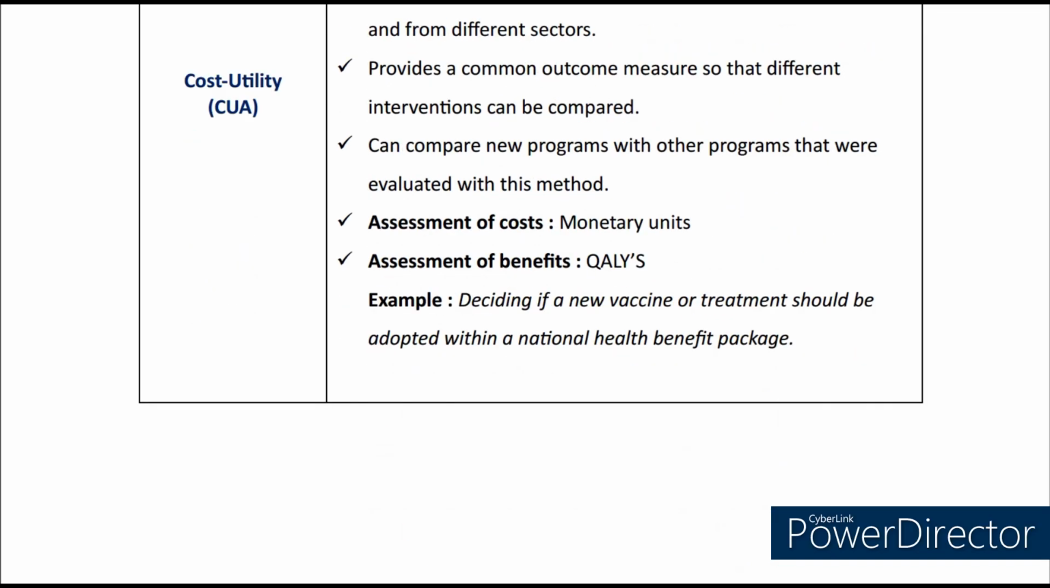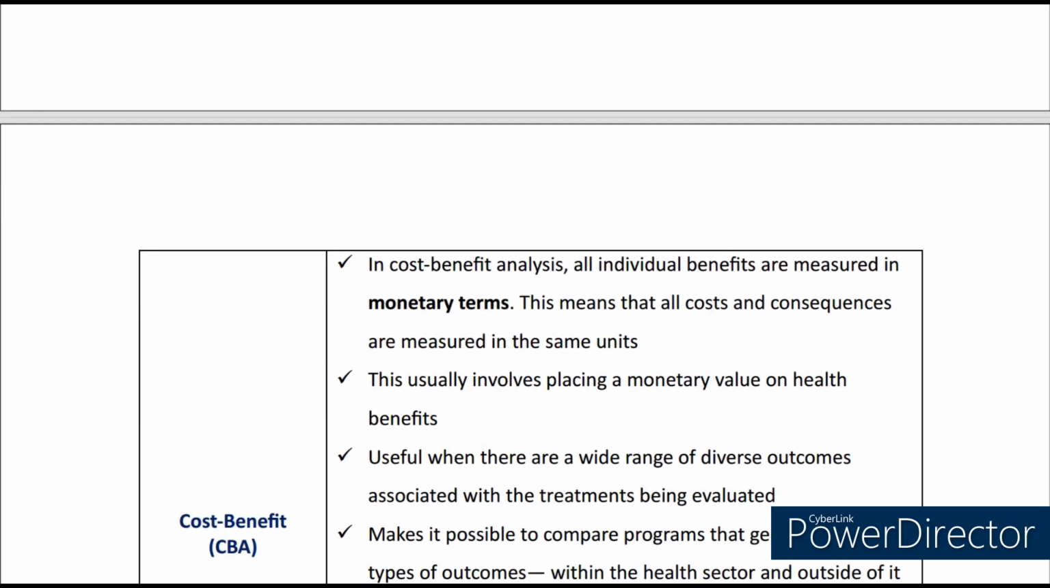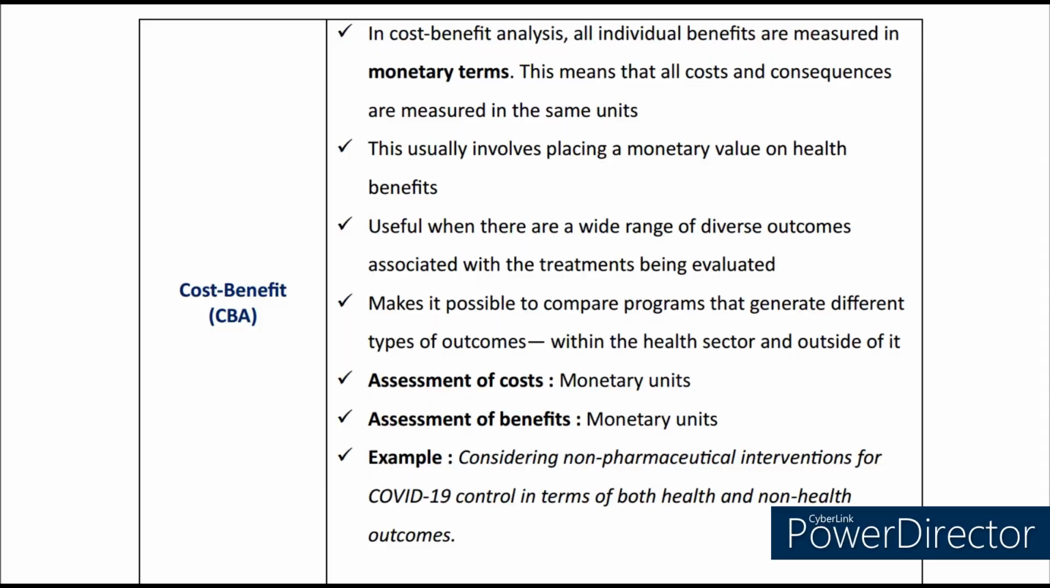So the unit for assessment of cost is a monetary unit, and the unit for assessment of benefit is the quality adjusted life years. A simple example: deciding if a new vaccine or treatment should be adopted within a national health benefit package. Now coming to the cost benefit analysis, where all individual benefits are measured in monetary terms. That means all costs and consequences are measured in the same units.